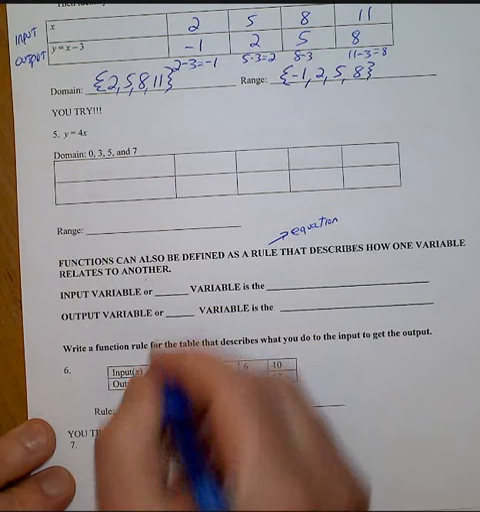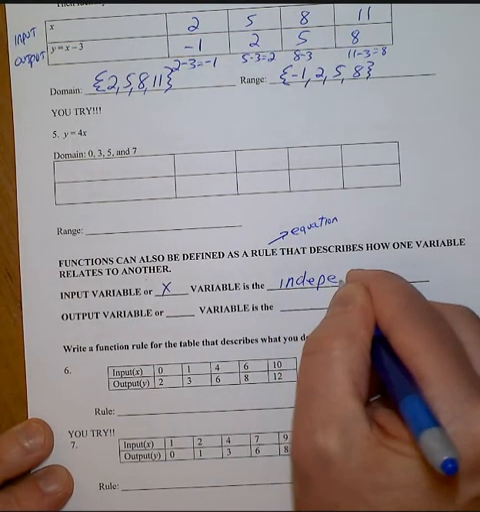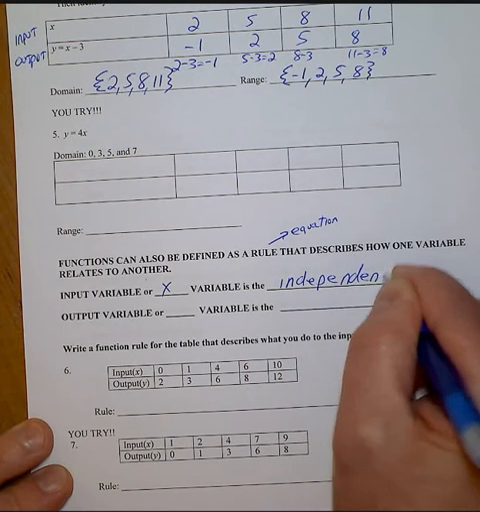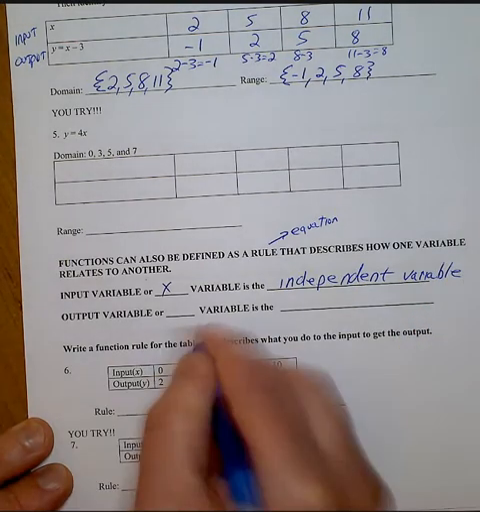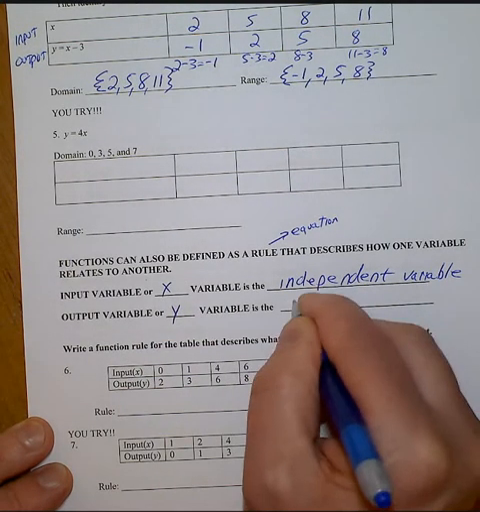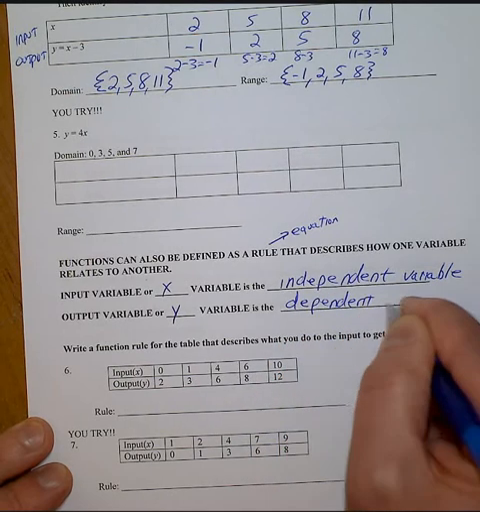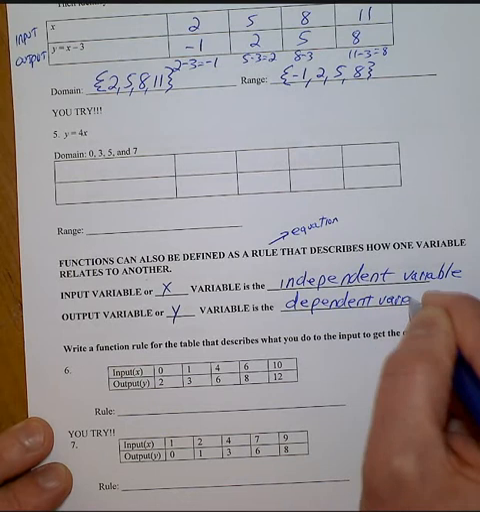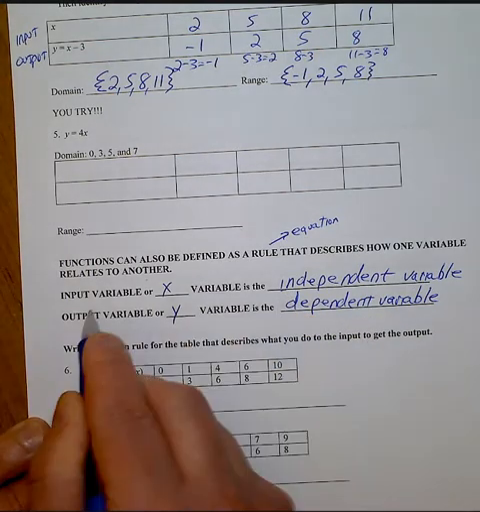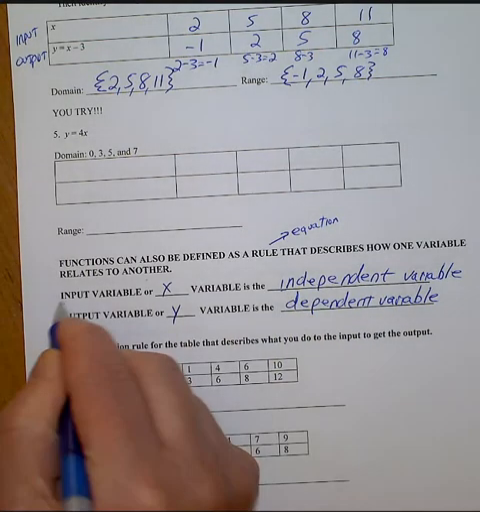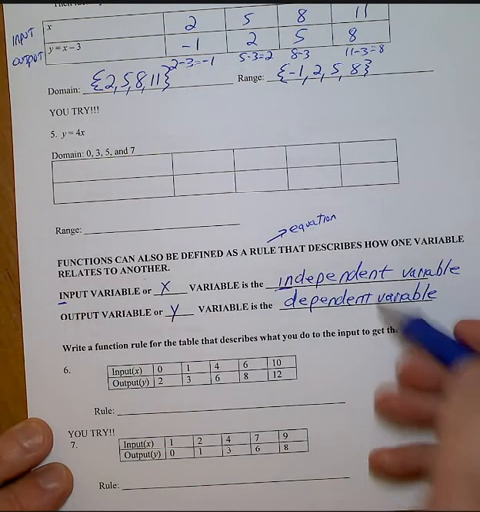An input, or x variable, is also called the independent variable. And the output, or y variable, is the dependent variable. I don't know if I said this was independent. This is the independent variable, x, or the input. Input, independent. The output depends on what you put in.